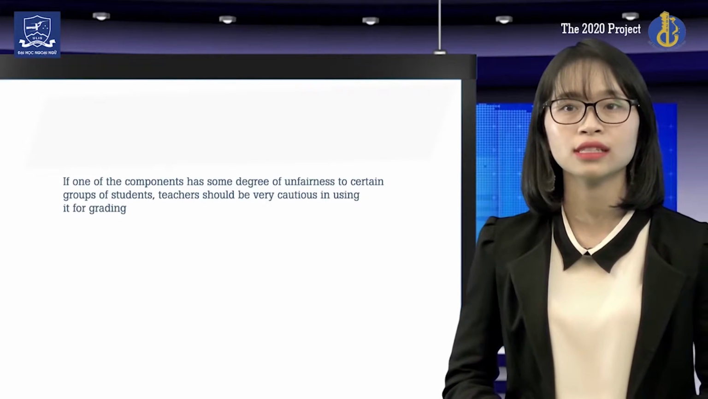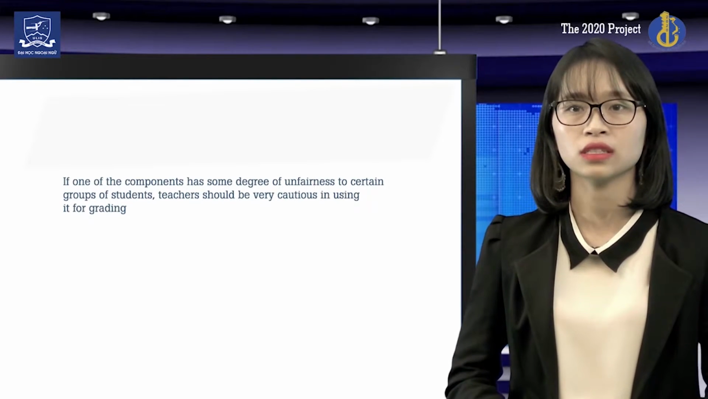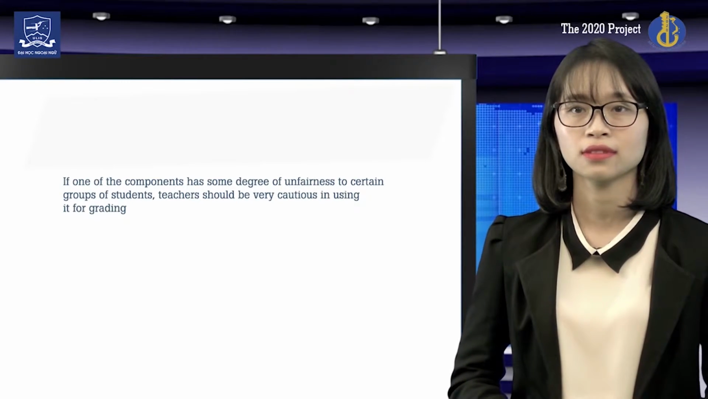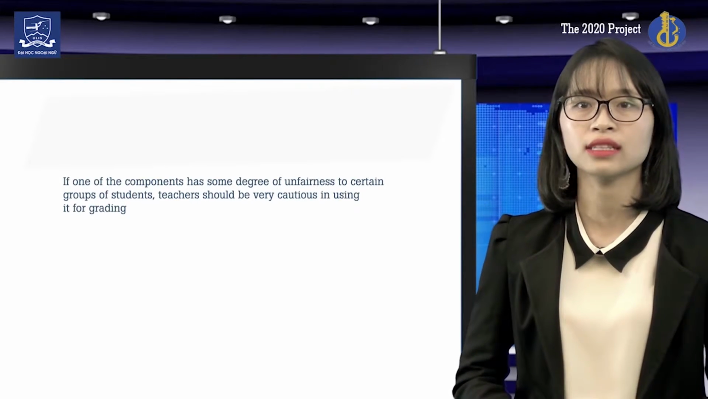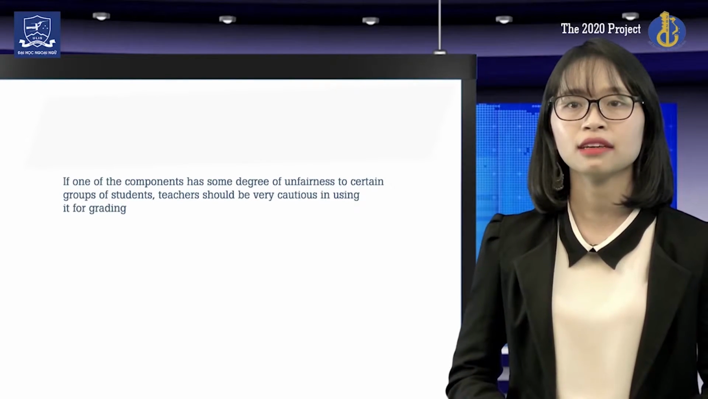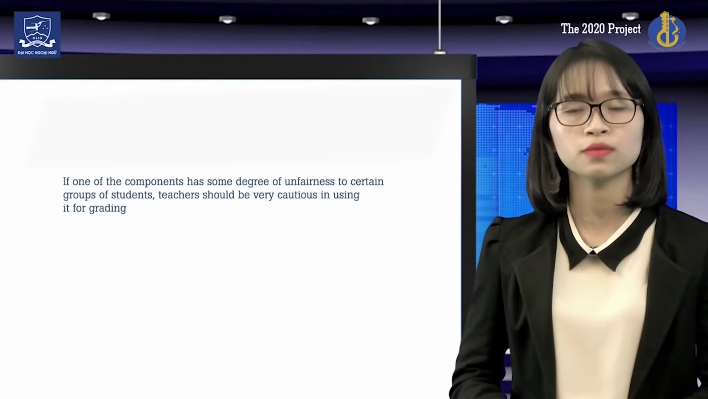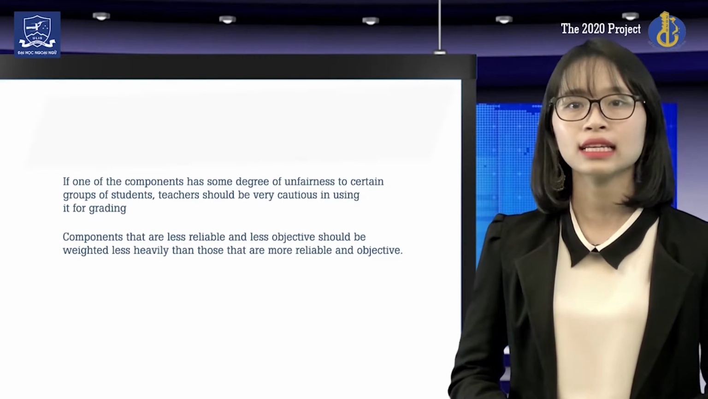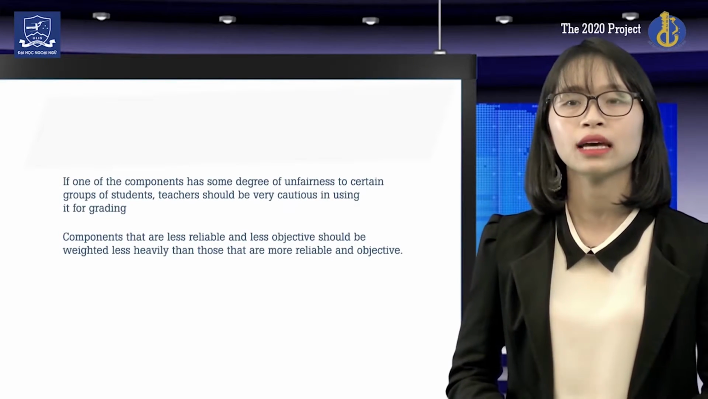Also, there is some degree of unfairness in using an assessment tool that disadvantages certain groups of students. You should be careful in using it for grading. For example, a timed reading test may not adequately assess students with certain disabilities. In such cases, give more weight to other, more suitable approaches like writing portfolios. Components that are less reliable and less objective should be weighted less heavily than those that are more reliable and more objective.